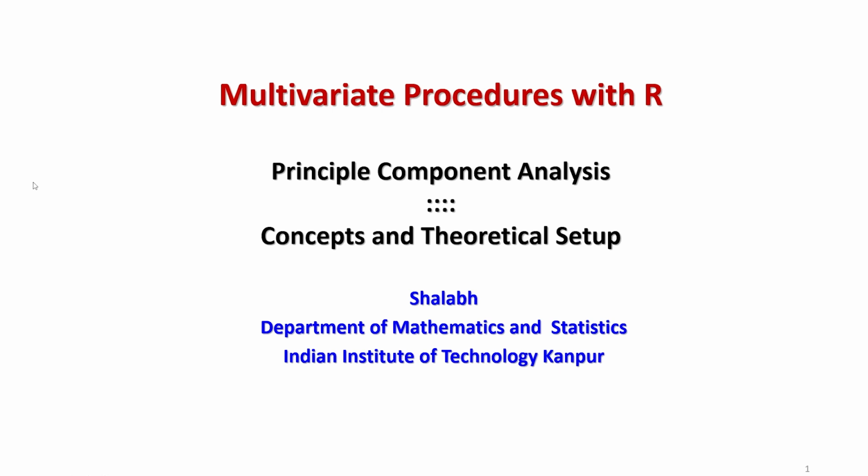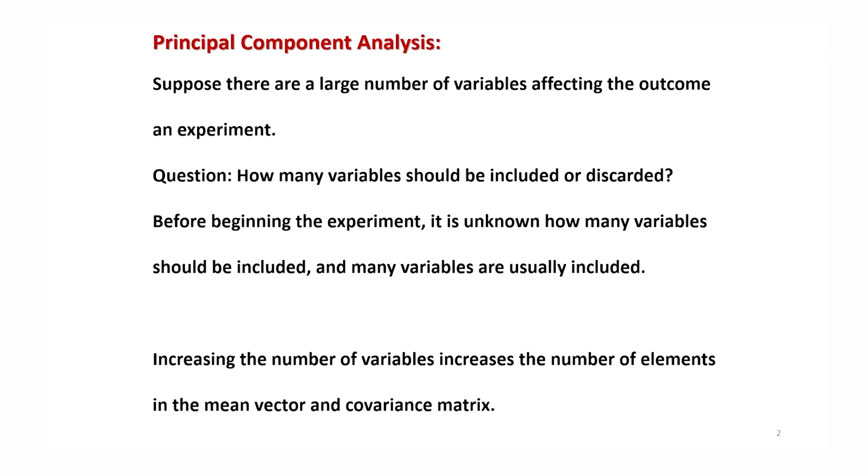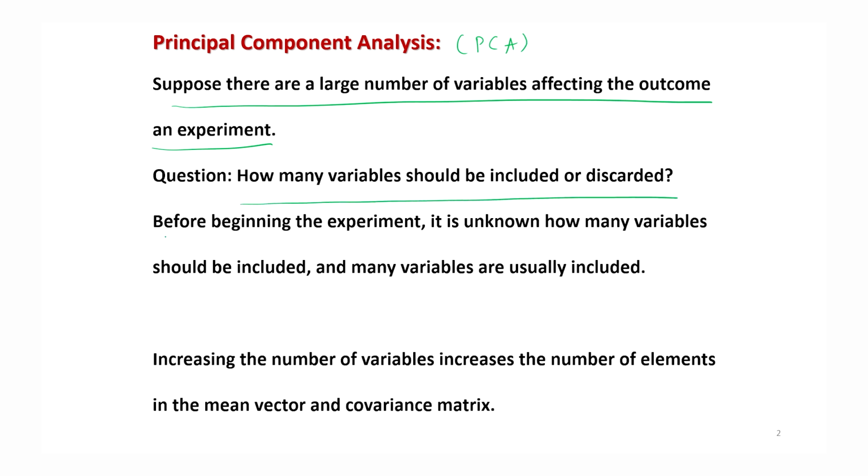Okay, so now we are going to talk about the concepts and theoretical setup of principal component analysis in this lecture. So the first question comes here: what is principal component analysis, or popularly called PCA? Suppose there are a large number of variables which are affecting the outcome of an experiment, and the question is how many variables should be included or discarded. Before beginning the experiment, it is actually unknown to us how many variables should be included, and that is why more than the required number of variables are usually included.